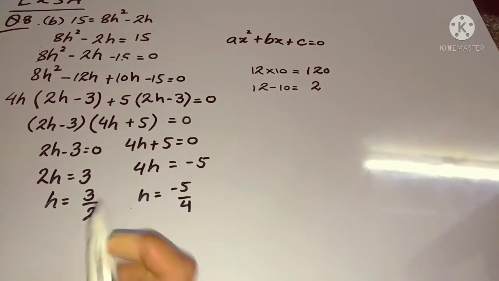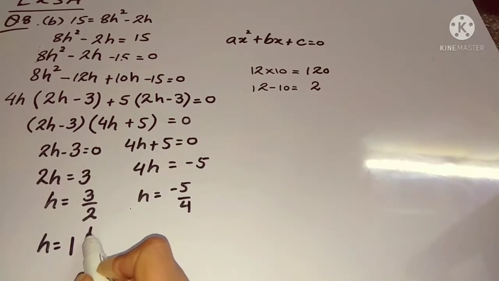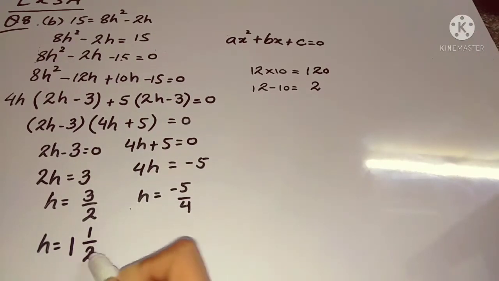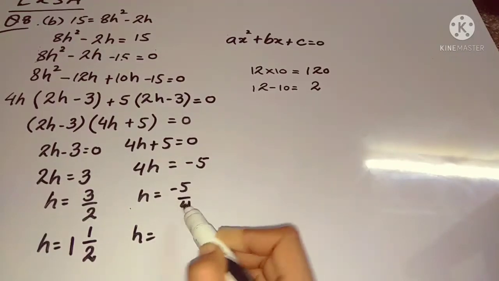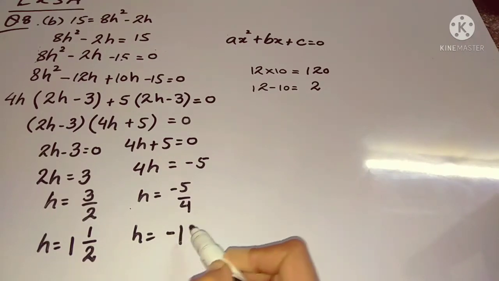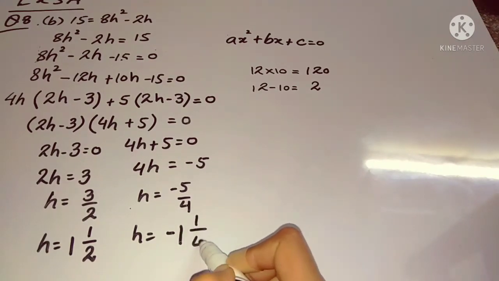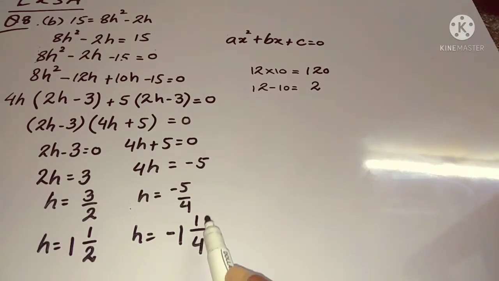When you divide 3 by 2, what will you get? 2 ones are 2, and the remainder is 1, and the divisor is 2. In the same way, you will divide 5 by 4. 4 ones are 4, and 1 will be the remainder, and the divisor is 4. So your answer is minus 1 whole 1 by 4 and 1 whole 1 over 2. So this is your answer.